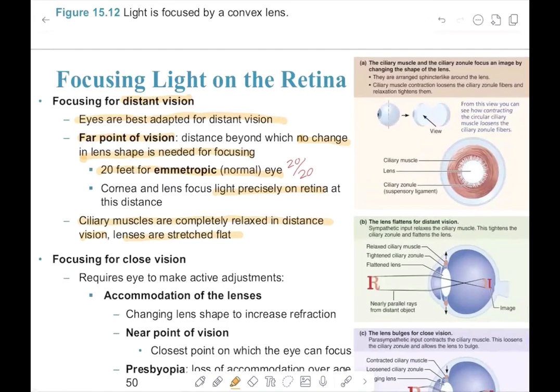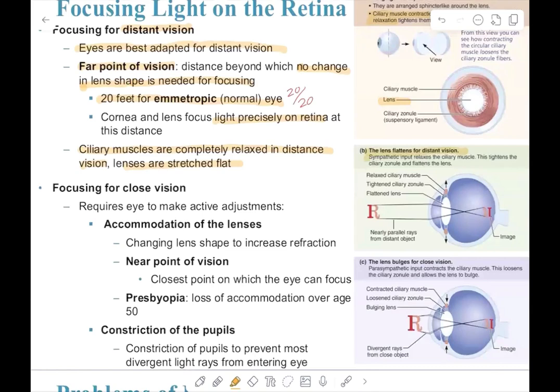The ciliary muscle and ciliary zonules focus an image by changing the shape of the lens. So the ciliary muscle is relaxed, and it stretches the lens basically flat in this situation. So the lens flattens for distant vision.